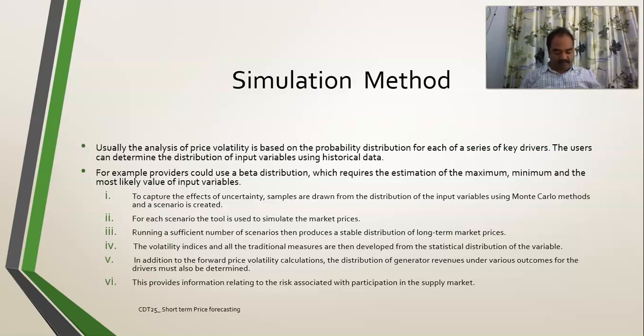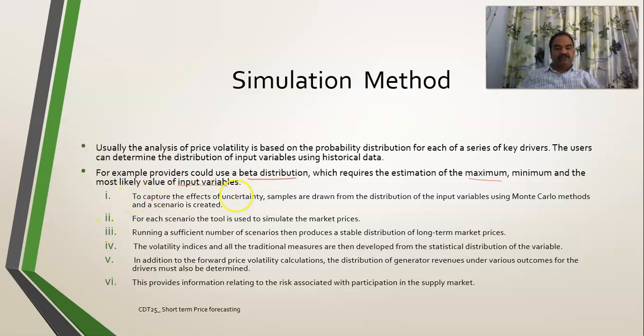So now, for example, providers could use a beta distribution. There are so many distributions: normal distribution, beta distribution, which requires estimation of maximum, minimum, and most likely value of input variables. So these are required. All the input variables which you choose, 5 or 6, the maximum, minimum, and most likely values are required for this beta distribution.